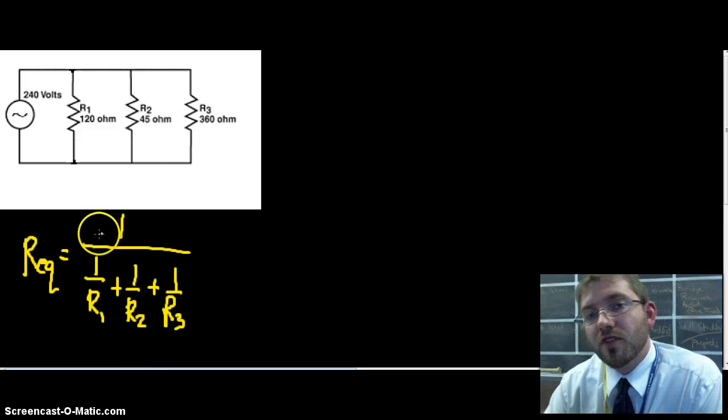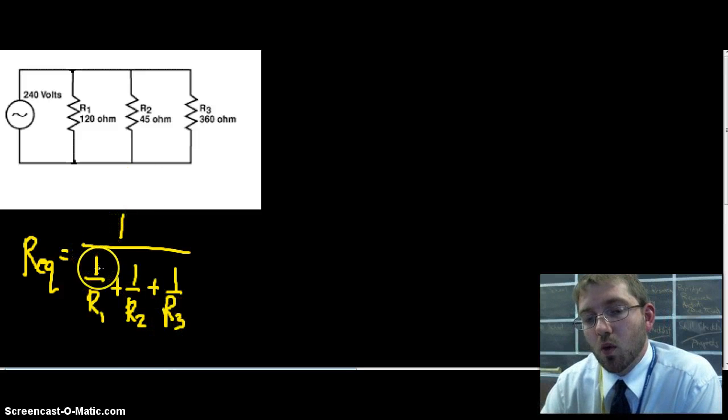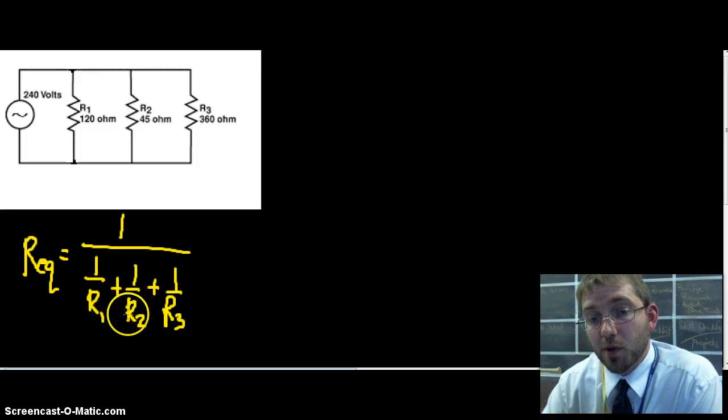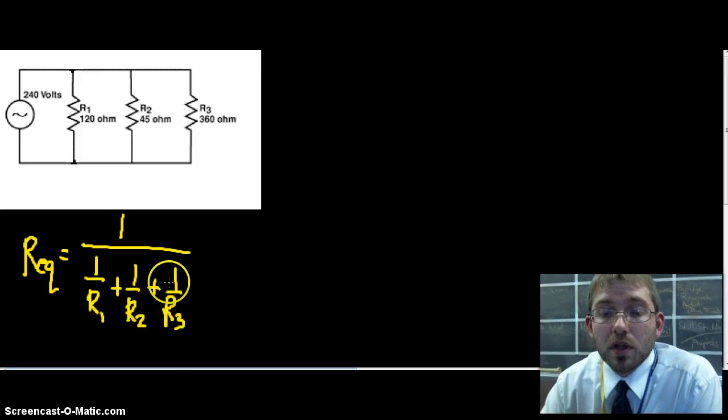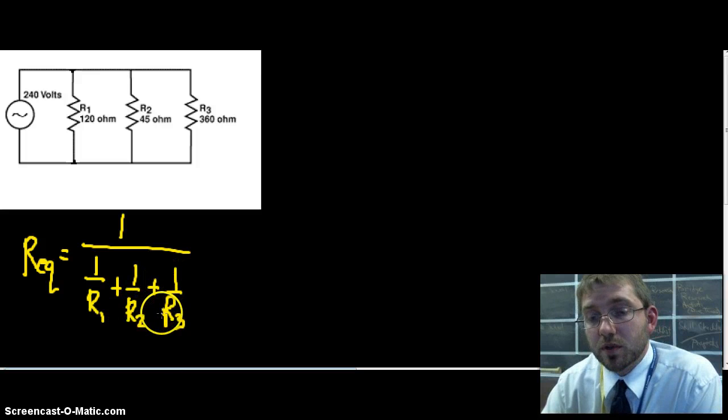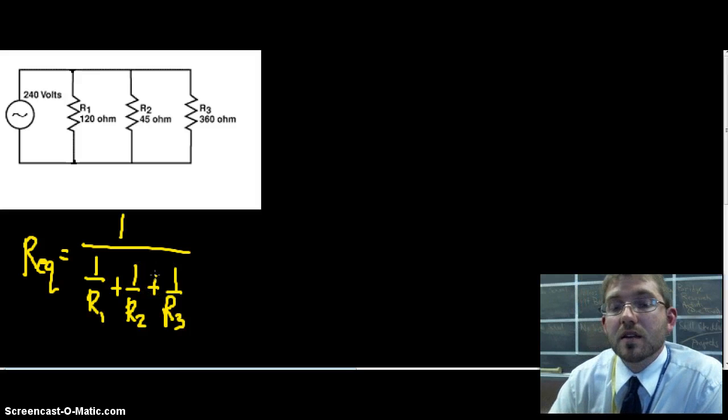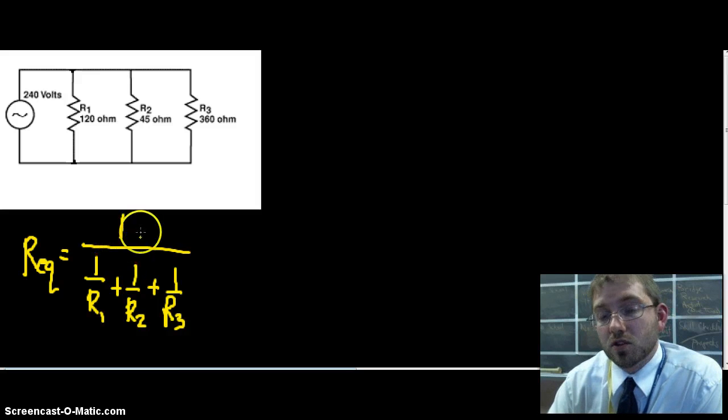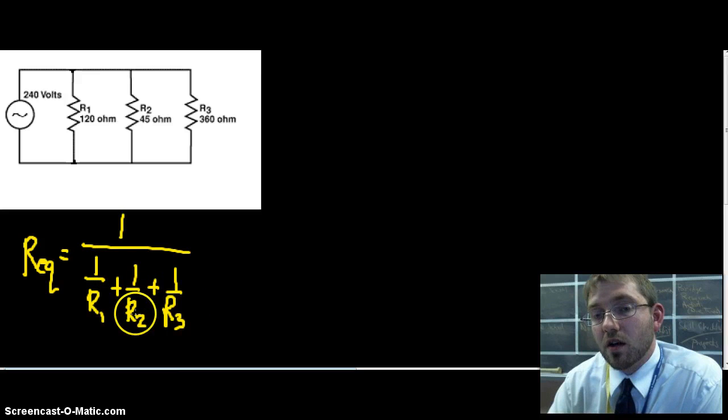So in order to find the equivalent resistance, we would have to take 1 divided by 120 plus 1 divided by 45, which is R2, plus 1 divided by 360, which is R3, get those respective decimal equivalents, and then take the inverse of that value down here to figure out what our resistance is going to be.